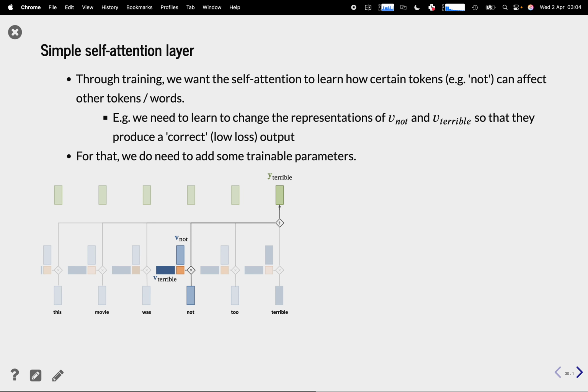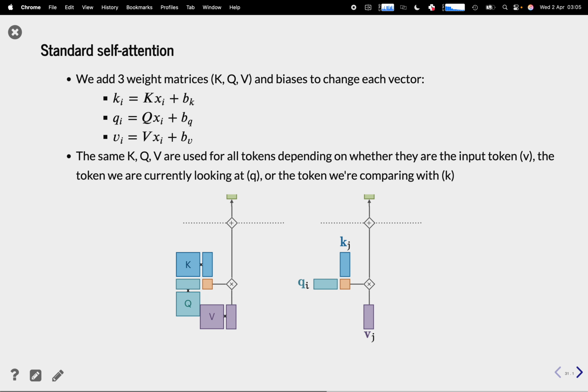Okay. Now, remember that we want to be able to learn negations like terrible and not, right? So not and terrible should ideally have a high output, so that the occurrence of the word not will have a big influence in the output of the word terrible. So we need to learn to change the representation of the vectors not and terrible so that this dot product is going to be high. And so to do that, we will actually have to introduce some trainable parameters. And we're going to do that through three matrices, K, Q, and V. K stands for key, Q for query, and V for value. And we'll explain in a second what that means.